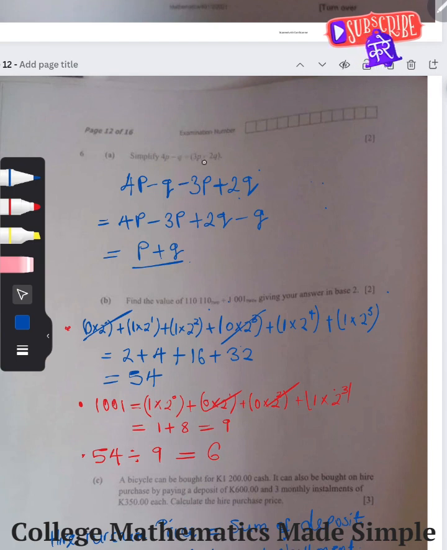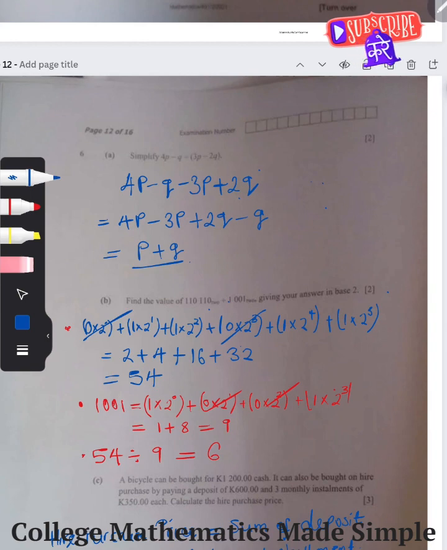Then negative 1 multiplied by negative 2, it is plus. Then we're just going to add like terms together, which is 4p minus 3p, which is p, and negative q plus 2q, which is just q. So the answer is p plus q.